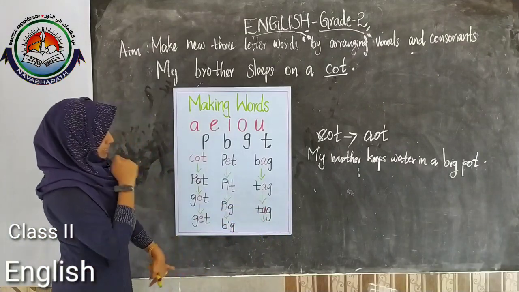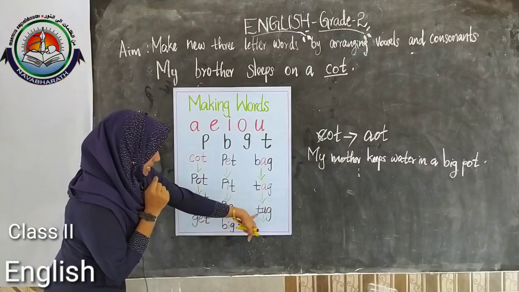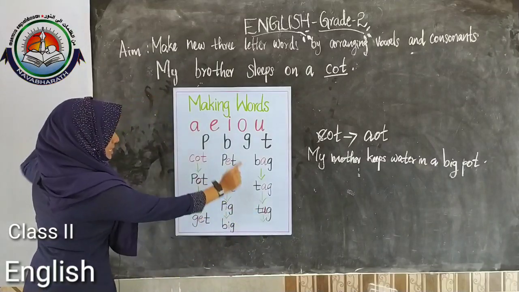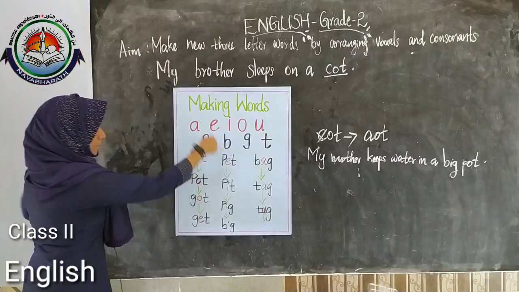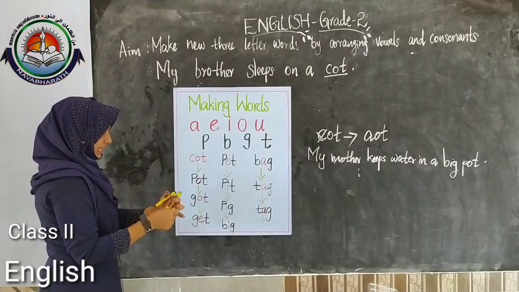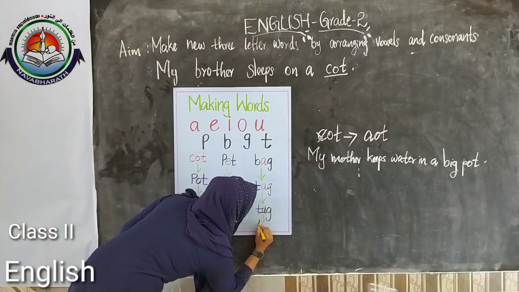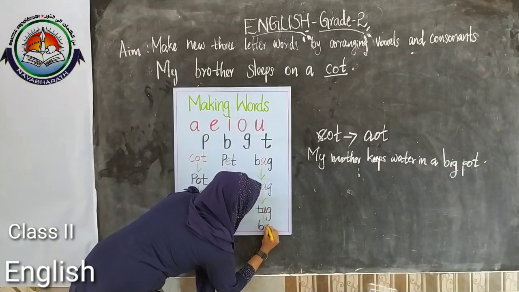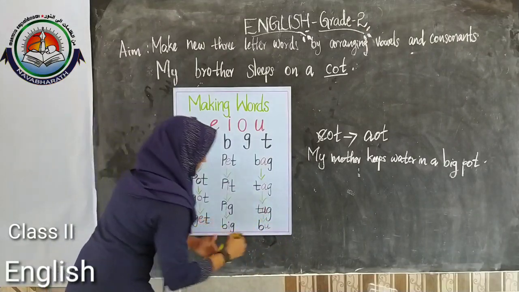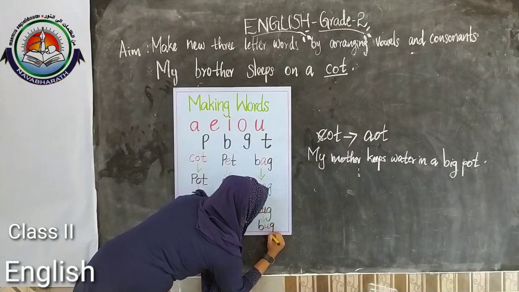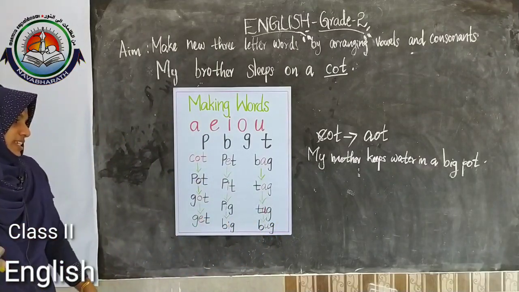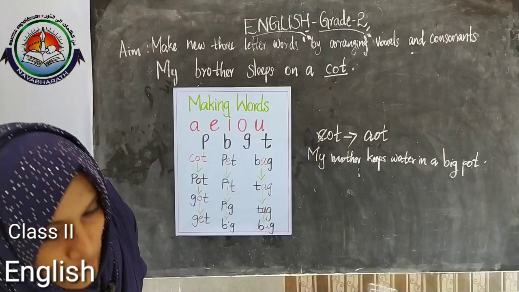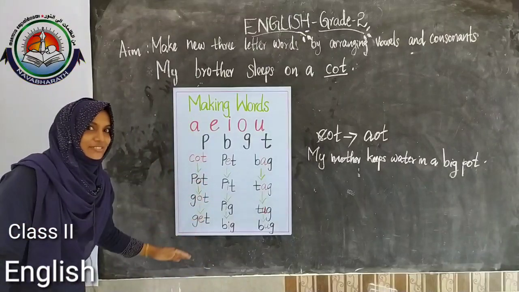Okay, which letter is better to choose? Tug is here. Okay, let's replace this T letter with B. So what is the new word? Yes, we got another new word. It is B-U-G. So dears, so many words we got.